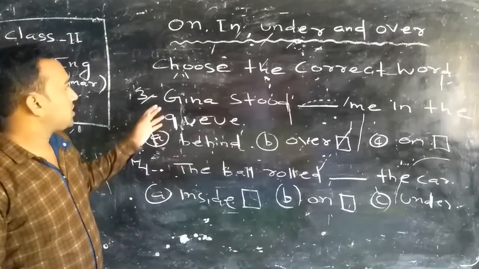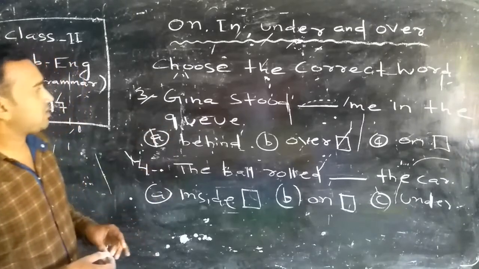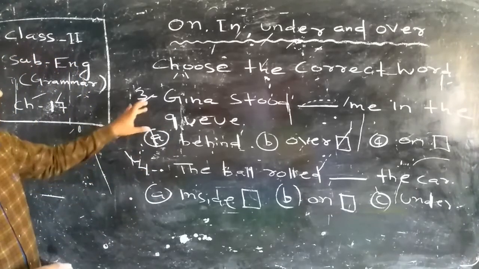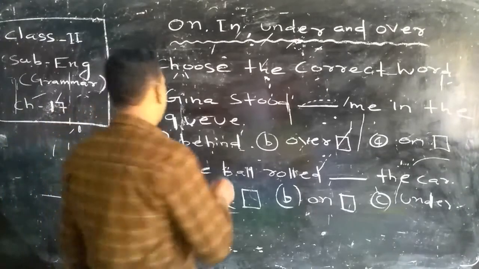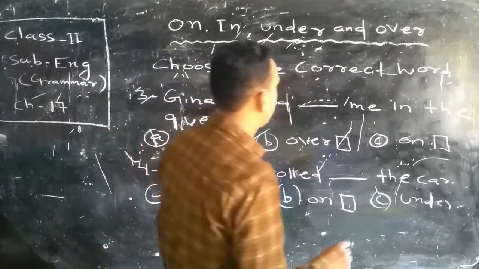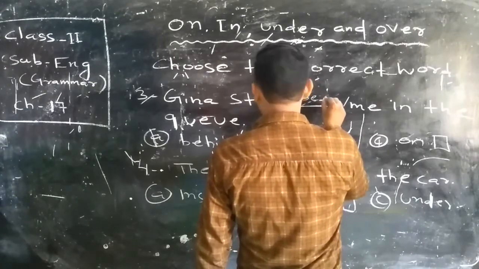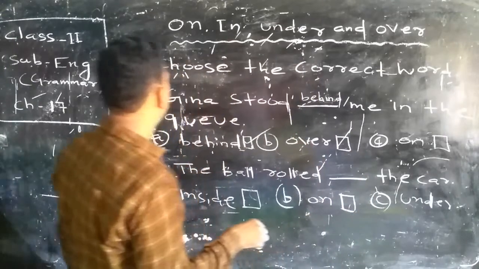So which is the right answer? Just think and give the answer. Behind, over, on. So Gina stood dash me in the queue. A option is the right answer. So you have to tick here and write in the place behind. Behind in the queue.